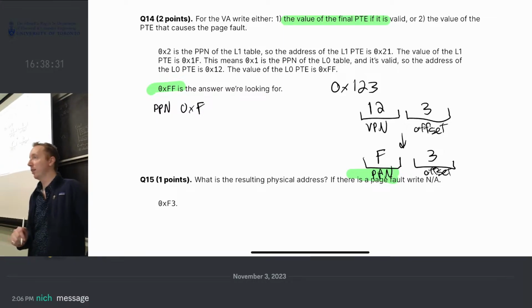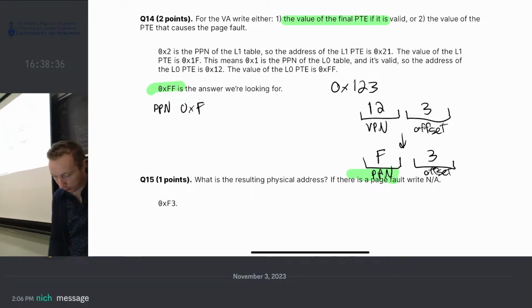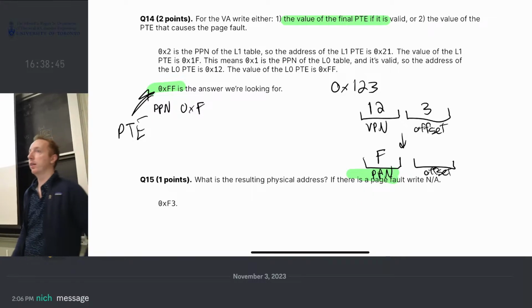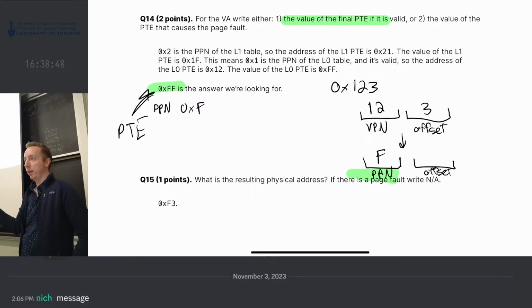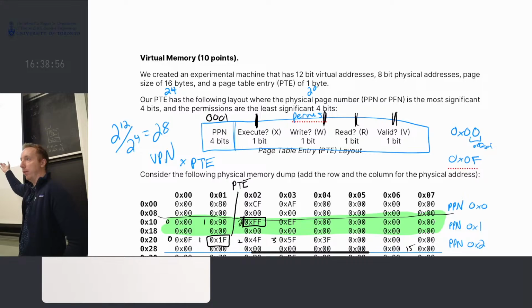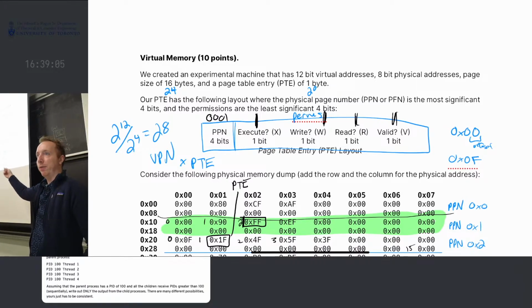Why do we have only one F right now? So this right here is the entire page table entry. So that FF is the page table entry. Given this, it's divided into 2 parts. The first hex digit is the PPN, and the last one is all the permission bits. The layout of this also doesn't matter. I could have flipped it and had the permission bits first if I wanted. As long as you're consistent, it doesn't matter.